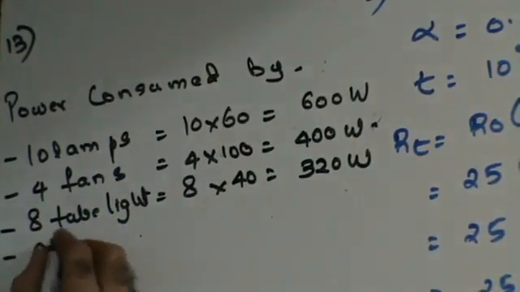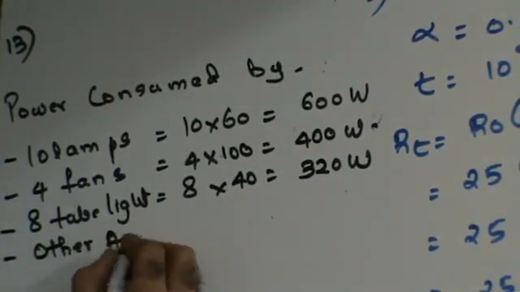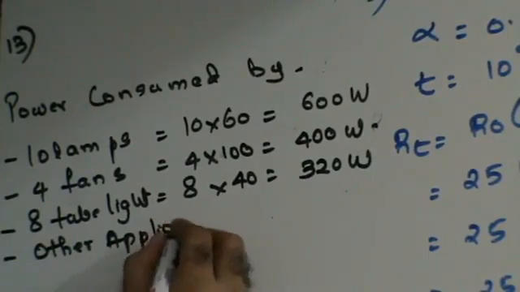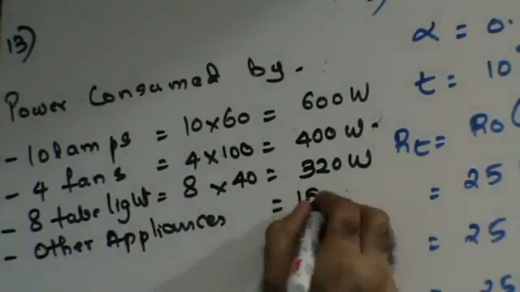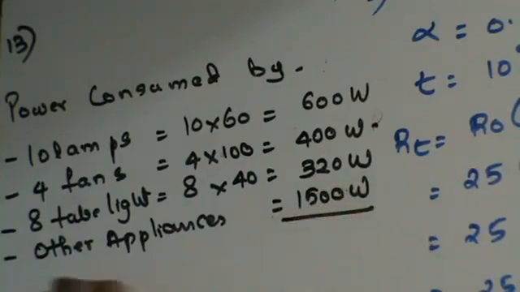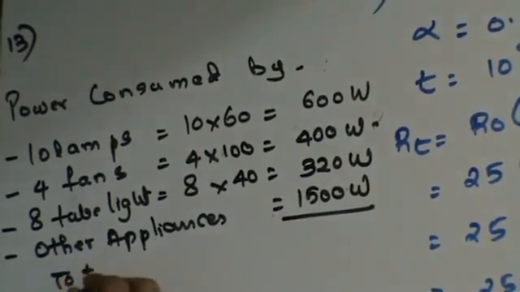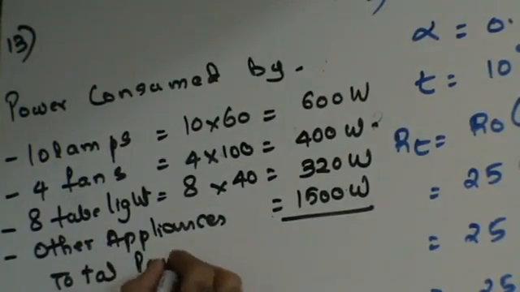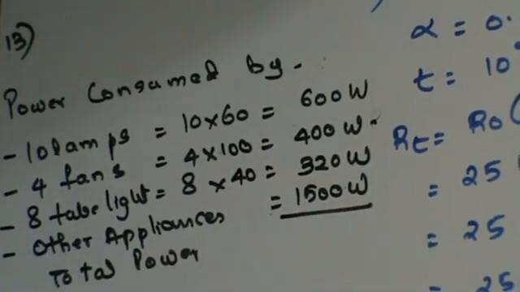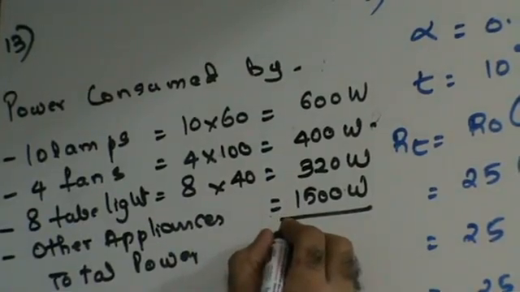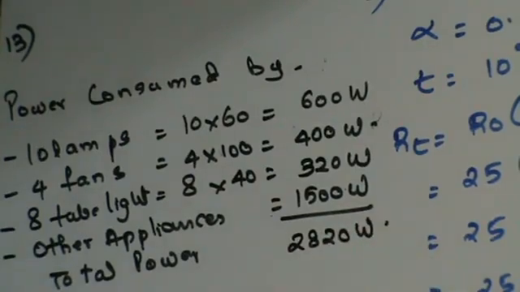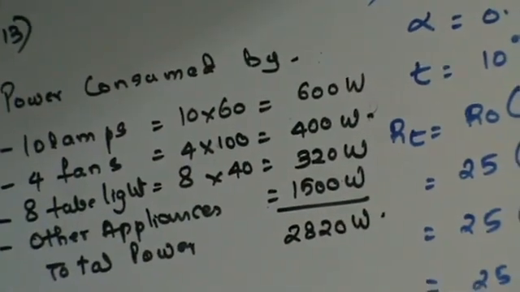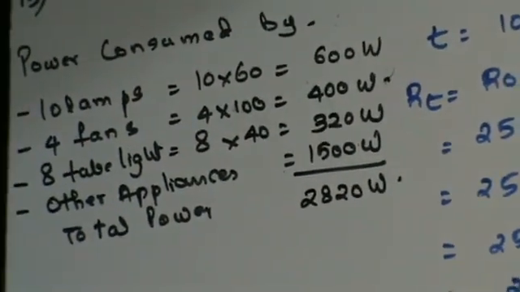And you have other appliances. Other appliances are consuming, they are saying 1500 watts. So the total power consumed is going to be the addition of all of them, 1000, 2500, and this is going to be 2820 watts. This is going to be the power consumed in 1 hour.